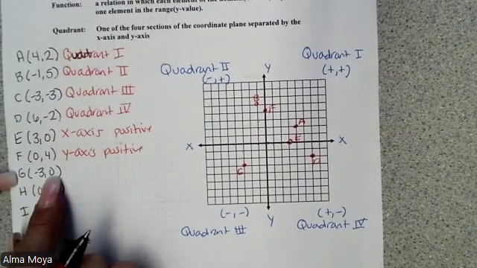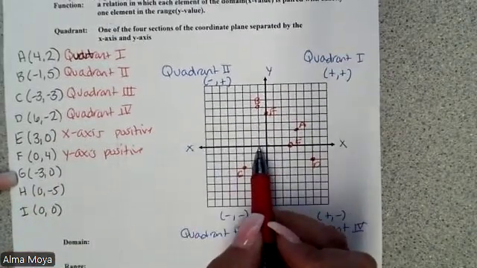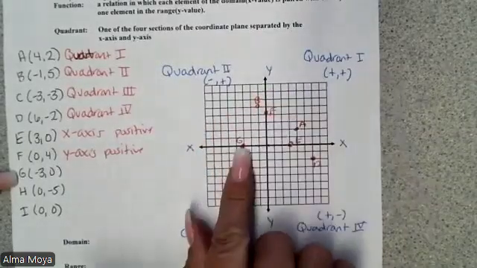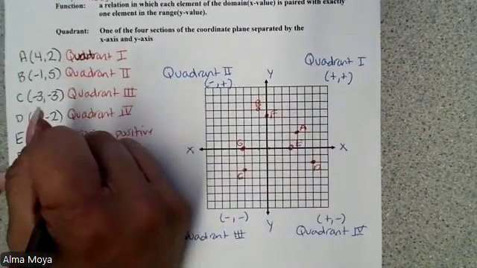X is -3, Y is 0. So on the X, I'm going to go to -1, -2, -3. Y is 0, which means it doesn't go up or down. Now that's going to be on the X axis, but the negative side.